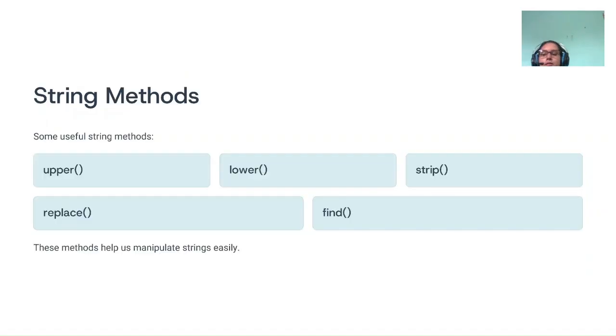String methods. Python provides many inbuilt functions specifically for strings. These can only be used for strings, right? These are known as string methods. Methods allow us to perform different operations on strings without writing complicated code ourselves. They are inbuilt, right? They are built into the language. So today we'll learn these 5 useful methods: upper, lower, strip, replace, and find. They are among the most commonly used string methods, and they help us manipulate strings easily, right?